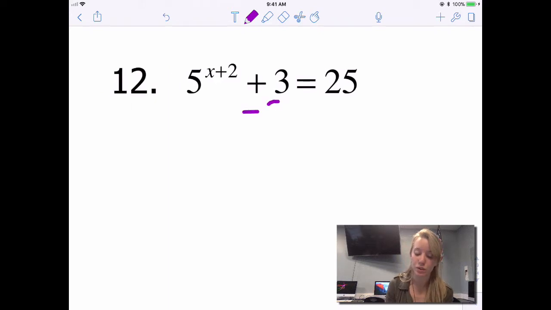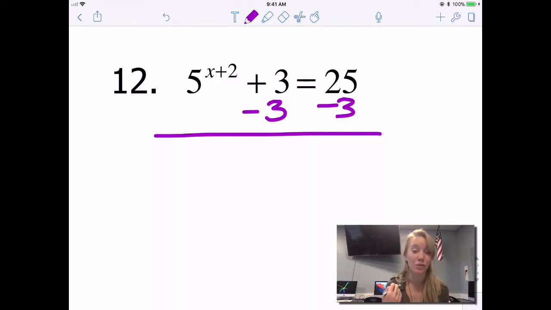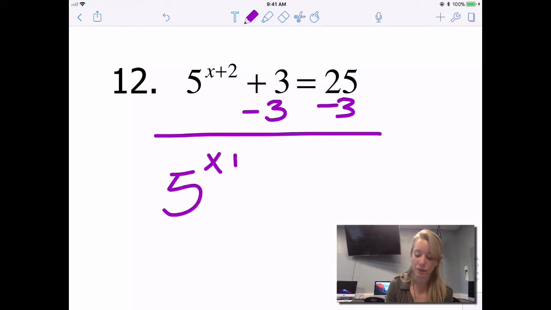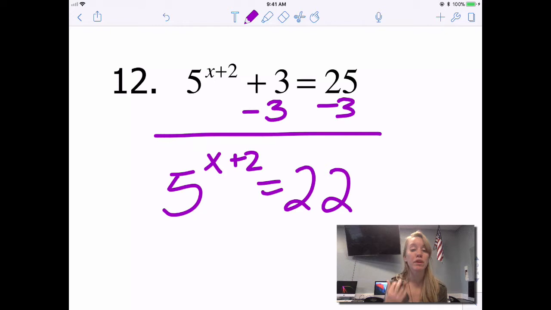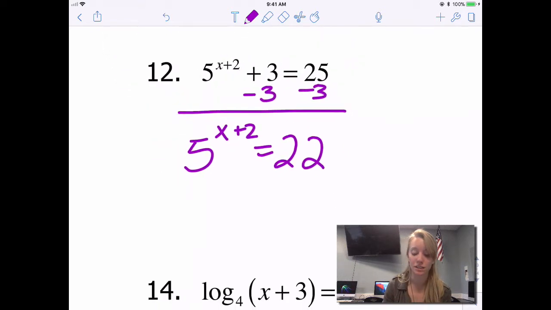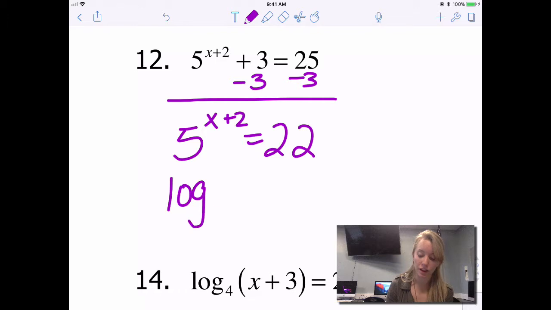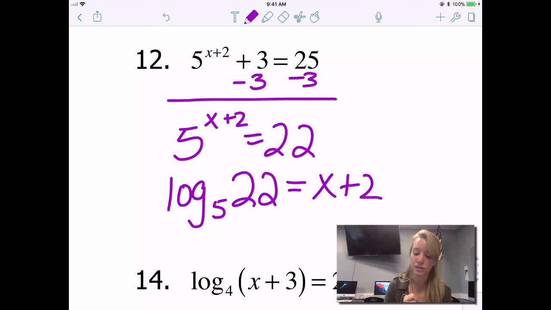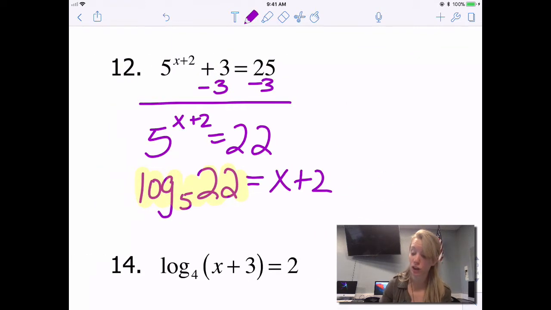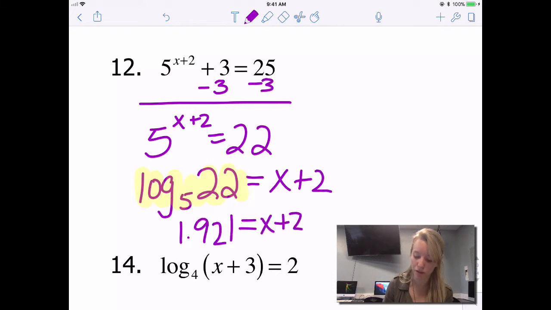Moving on to 12, I'll subtract 3 on both sides because I'm trying to get something that I can write in log form. 5 to the x plus 2 equals 22. Don't be thrown off by the more complicated exponent. I can still write this in log form. I write log base 5 of 22 equals x plus 2. Notice that this left side, log base 5 of 22, is a number that I can plug in my calculator. So I get log 22 divided by log 5, and I get 1.921 equals x plus 2.